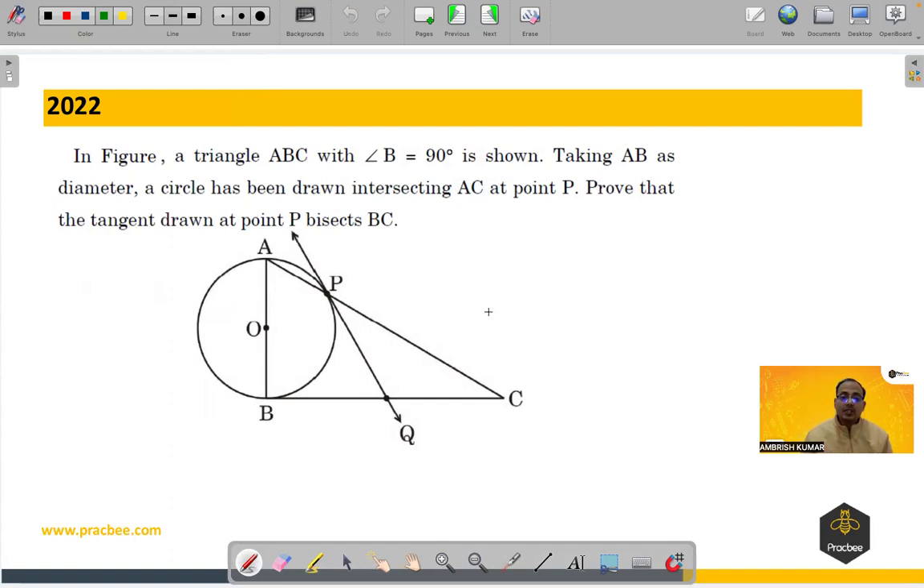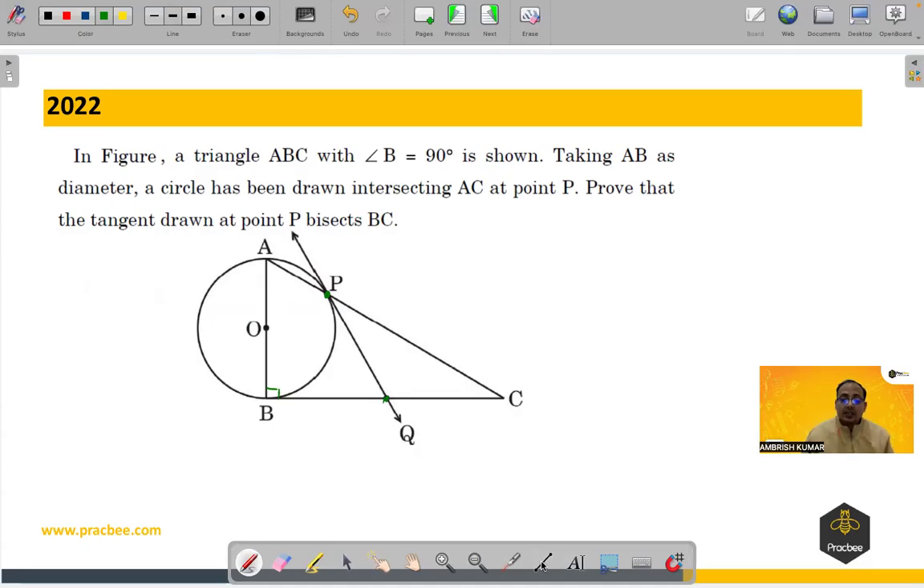Now coming to this question, in the figure, a triangle ABC, okay, with angle B 90 degree, we have 90 degree here. Now with AB as the diameter, one circle has been drawn. This circle intersects the hypotenuse at P. Now at P, a tangent has been drawn, and this tangent intersects BC at Q. So what we have to prove is that Q bisects BC, means BQ equals QC.